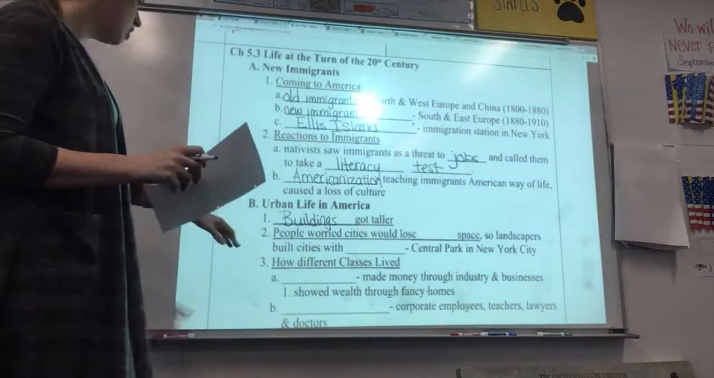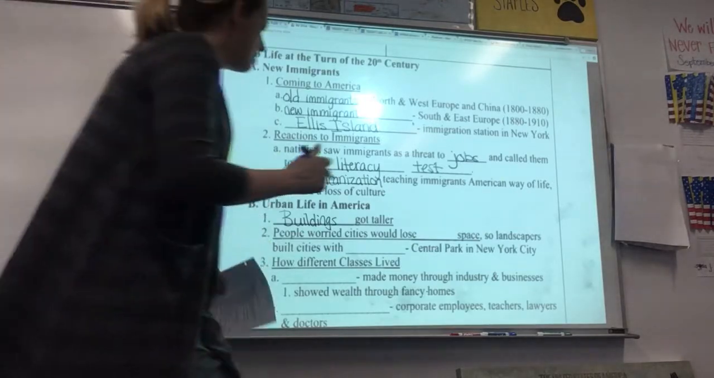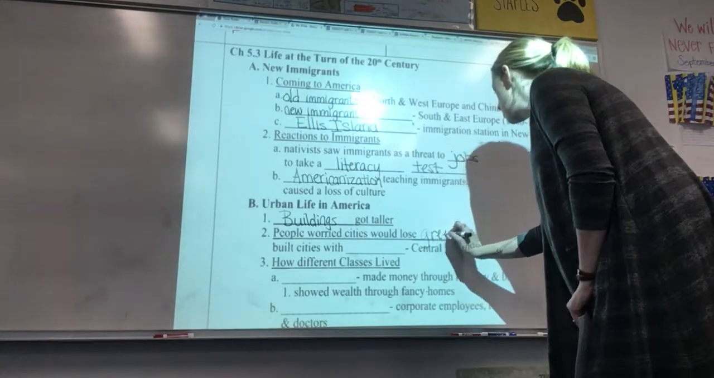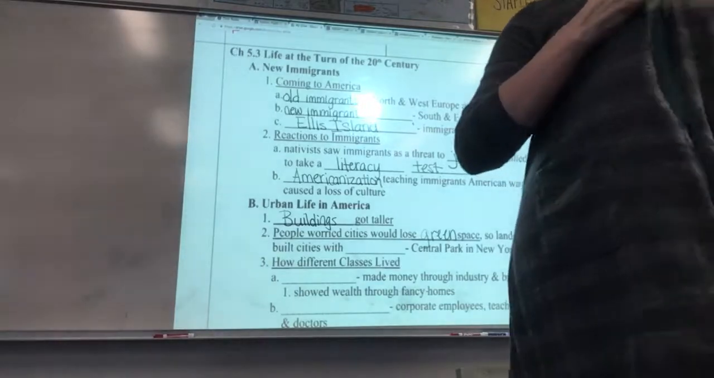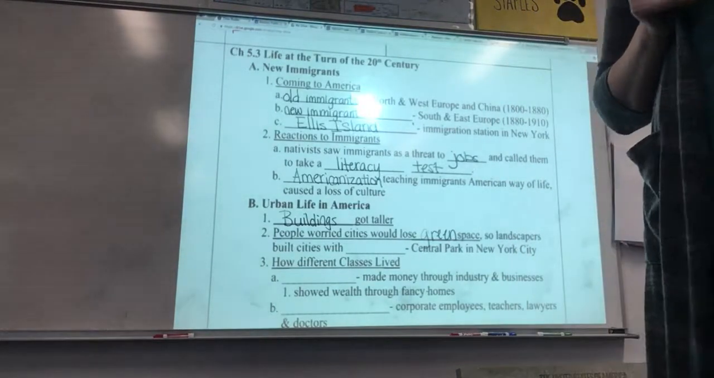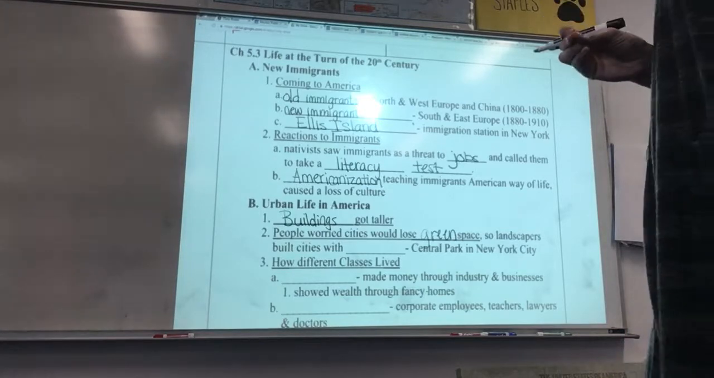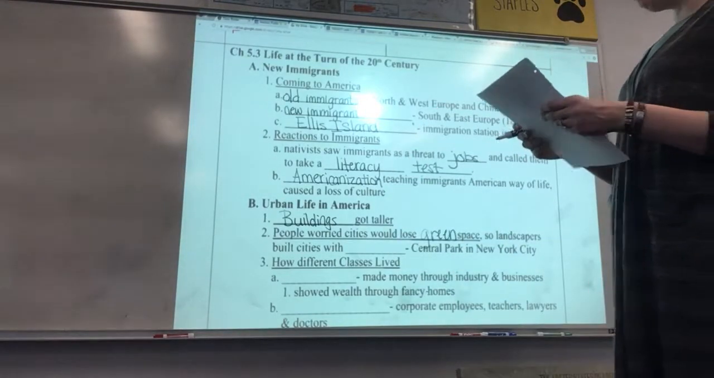People worried that cities would lose their green space. When they say green space, they mean like parks. Decatur is notorious. We have a lot of parks because people worried about losing that green space or the grass. So landscapers built cities with parks.